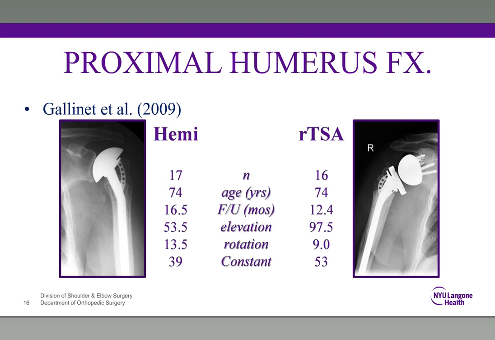The first head-to-head study that compared the hemiarthroplasty versus reverse for proximal humerus fracture was this one in 2009. It was a fairly small study with 16 and 17 patients in each group with a very short follow-up of only about 1 year. However, even at this point, you can see that the average elevation for reverse replacement was slightly better, as well as the overall constant score, which was also better.